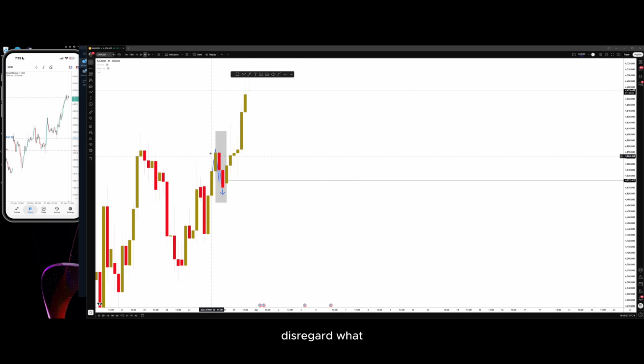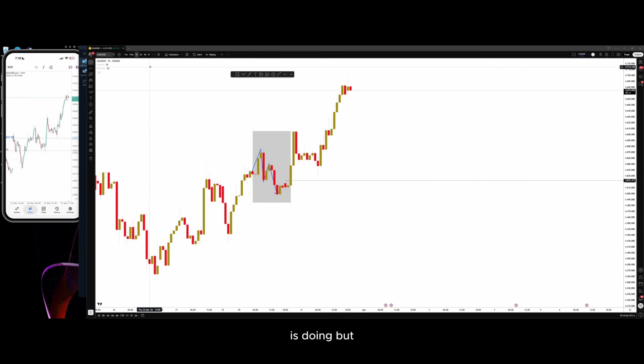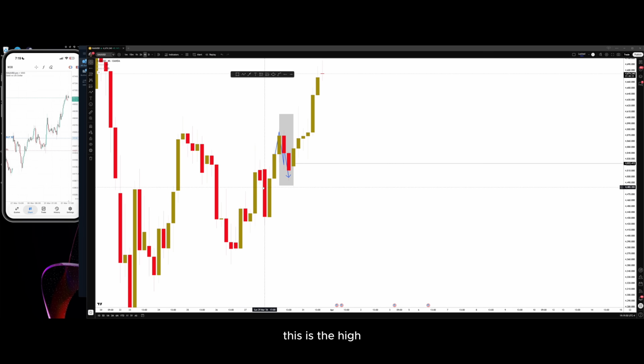So let's not disregard what a higher time frame has already done. Most people disregard what the higher time frame has done just because of what this time frame is doing. But in this scenario, a higher high was made. As you can see, this is the high, higher low, higher high.